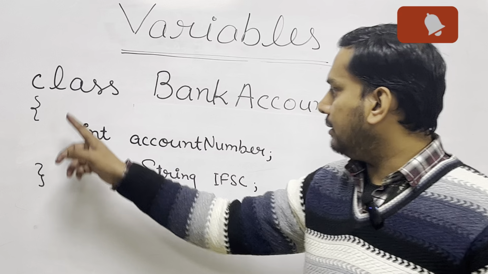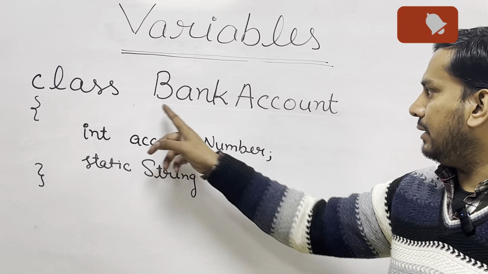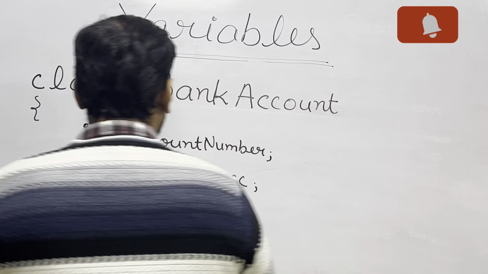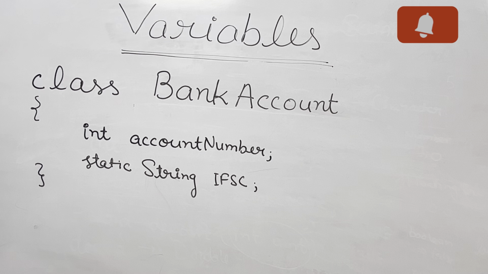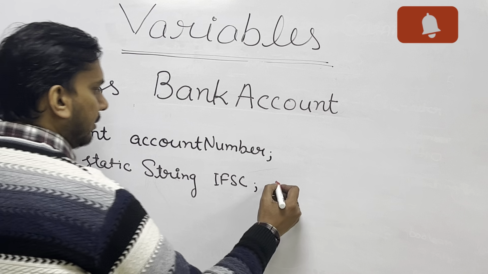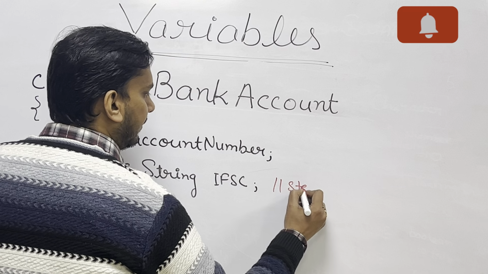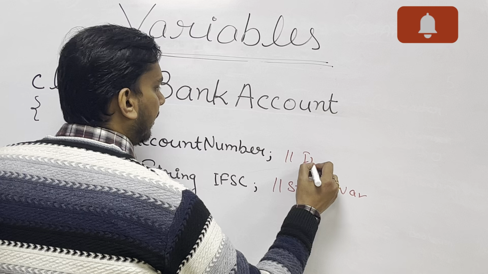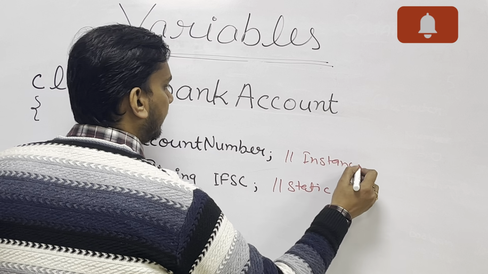So, let us say this is your Java program. I have created a simple class BankAccount in which I have one instance variable, accountNumber, and one static variable, IFSC. You know that a static variable is something which is shared by all the objects. So, let us say this is your static variable and this is your instance variable.